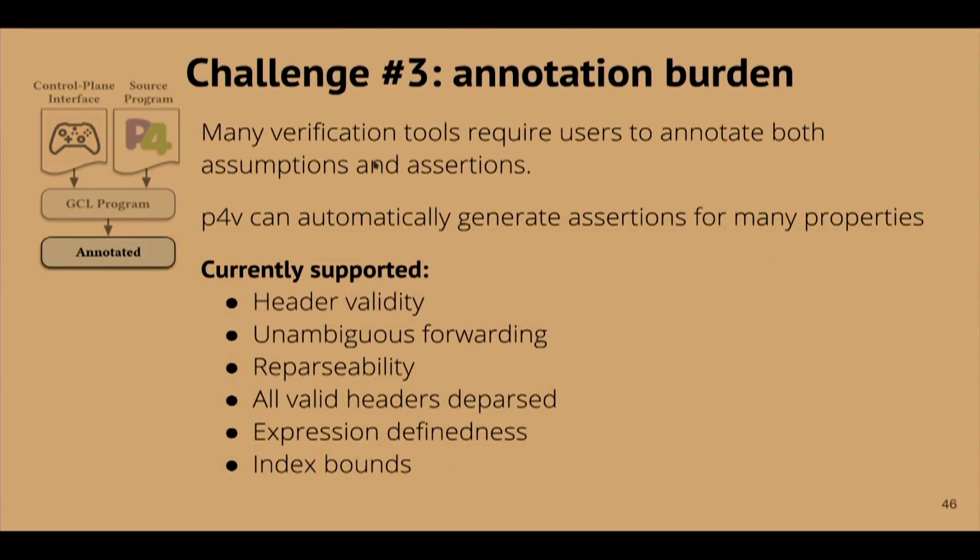A third challenge is reducing the annotation burden. Many verification tools require annotations for both assumptions and assertions, but P4V can automatically generate assertions for many properties, including header validity and reparsability.